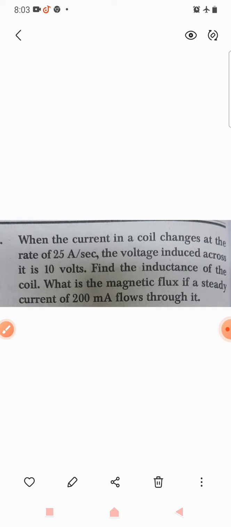As in the last period, we have seen the numericals from the topic electromagnetic induction, and in the last period, I have discussed the questions regarding the induced EMF. Friends, today also we are going to see the numericals from the topic electromagnetic induction, and these numericals are based on the concept of self induction and mutual inductance.